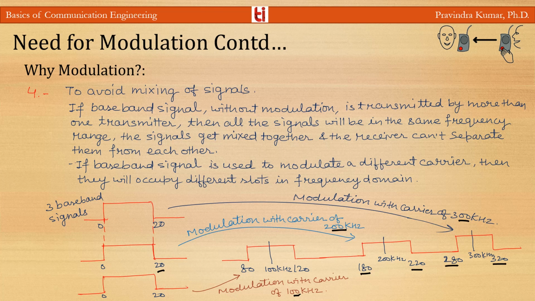and the third signal is modulated with 100 kilohertz. Now this 0 to 20 kilohertz signal is translated to the 80 to 120 kilohertz frequency range. Now we can have three different channels to avoid the mixing of these signals between 0 to 20 kilohertz. So this is how we can avoid the mixing.